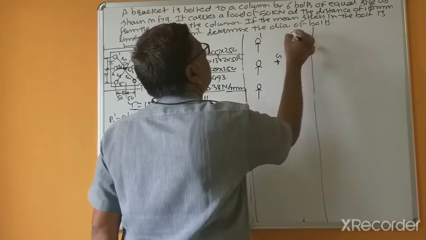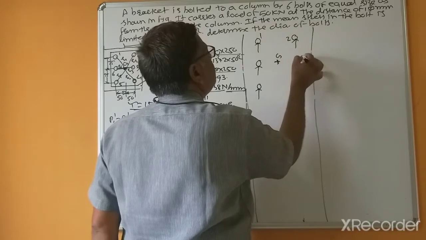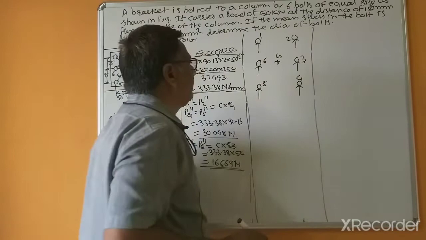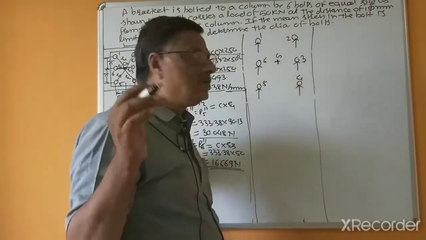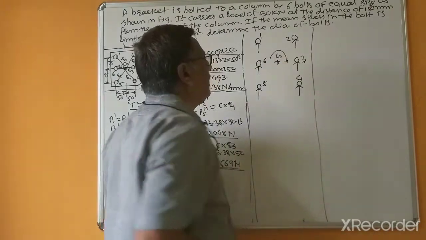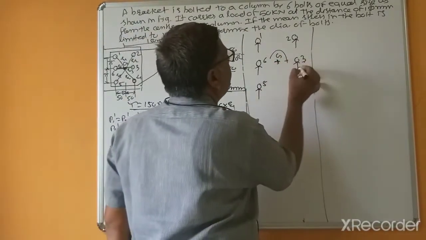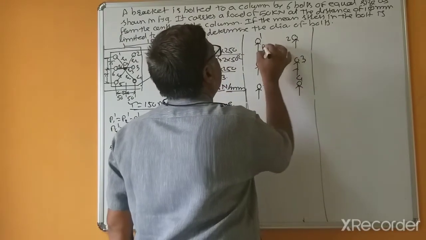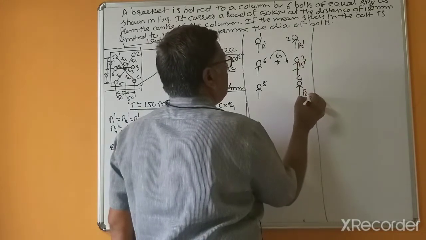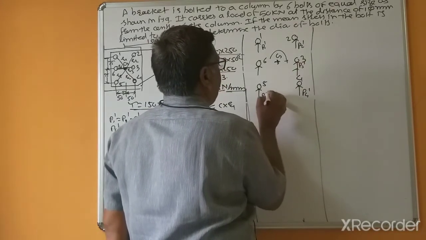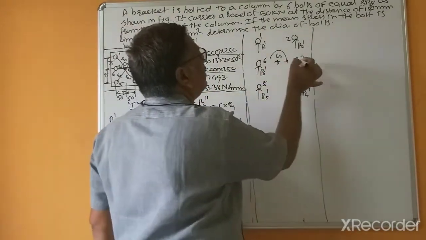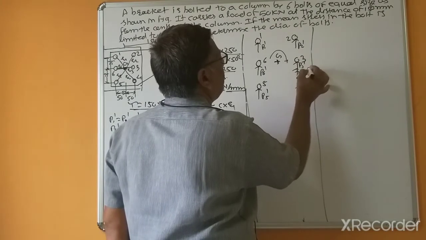This is 1, this is 2, this is 3, this is 4, this is 5th and this is 6th. Now resolve, this will try to rotate likewise. So that's why this is opposite to this: P1 single dash, P2 single dash, P3 single dash, P4 single dash, P5 single dash, P6 single dash. Now here's P3 double dash.